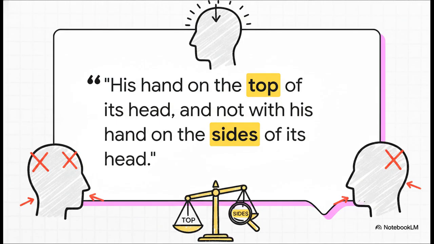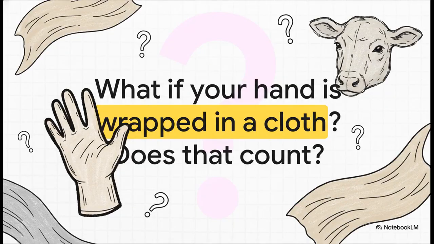Well, we get an answer. It comes from a teaching by a sage named Abba Biracha, and he clarifies that the verse implies the very top of the head and explicitly rules out the sides. So just like that, the precision gets narrowed down even more. We've gone from a general body part to a specific surface on that body part. And believe it or not, they are still not done.